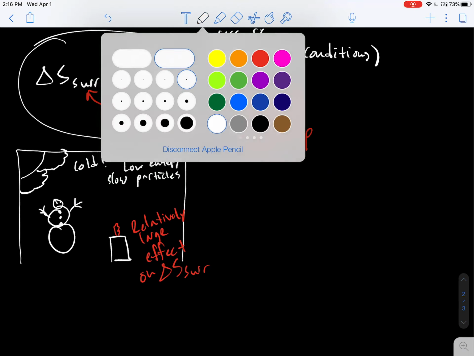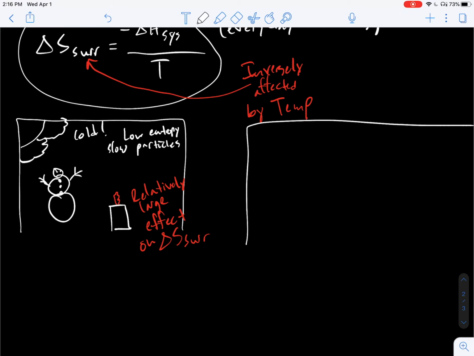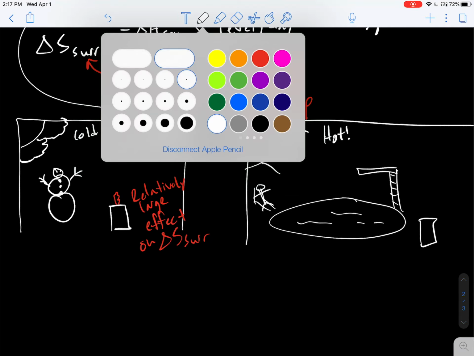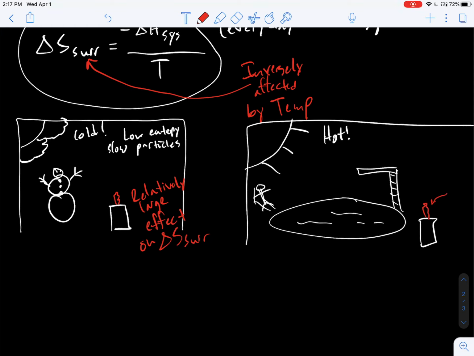Now, if I look at the opposite situation, let's say I have a hot day. This is just an excuse for me to show off my skills, obviously. The sun is beating down. You've got, say, a pool here. Diving board, beach chair, person. I could go on and on and impress you with these details, but you get the effect here. It's hot. So relatively speaking, let's draw our candle. How much of an effect is this little candle going to have on these already fast moving particles? Relatively speaking, not as much.